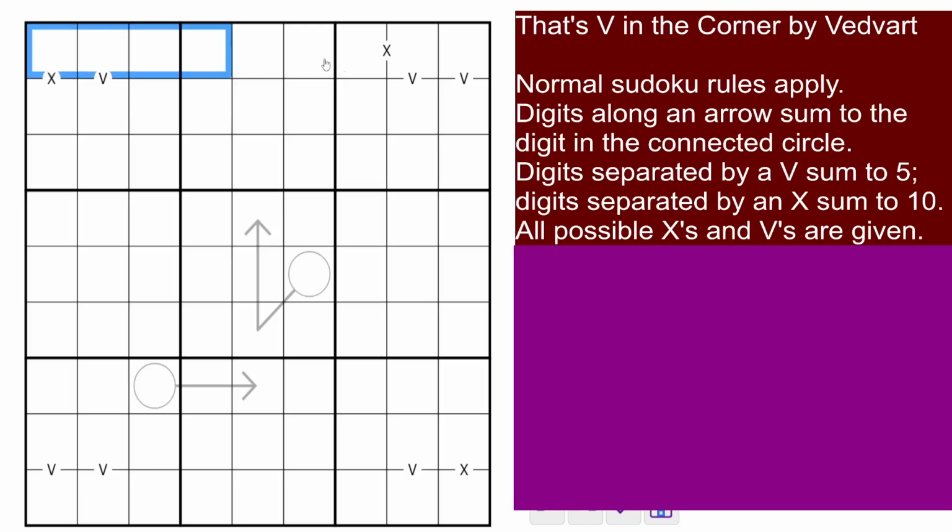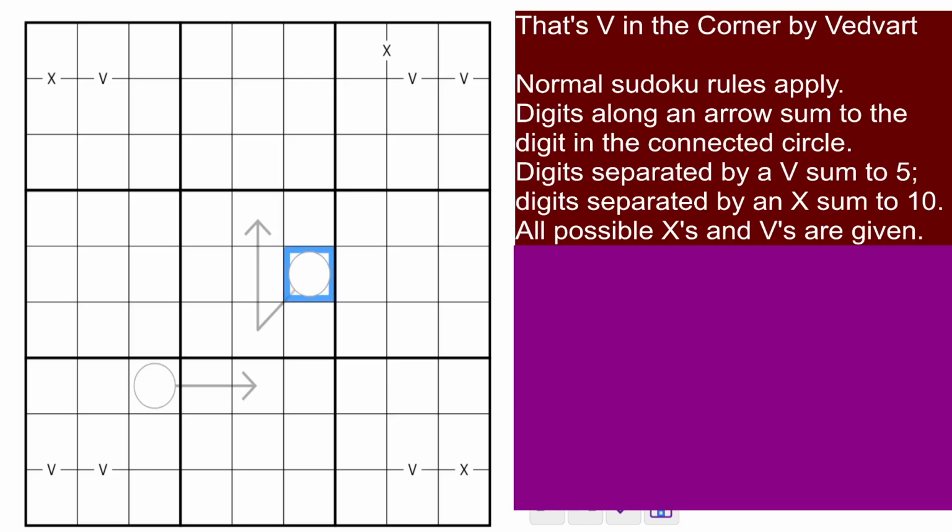Normal Sudoku rules apply as usual. So that means each row, each column, and each box contains the digits 1 to 9 only once. Digits along an arrow sum to the digit in the connected circle. So this is the standard arrow-circle rule. Whatever digits we put here, their sum should be here. So if I have, for example, 3, 2, and 4 here, then what is the sum? 4 plus 3, 7, plus 2, 9. So this must be 9. So those are the rules for this arrangement, which is an arrow with a circle attached to it.